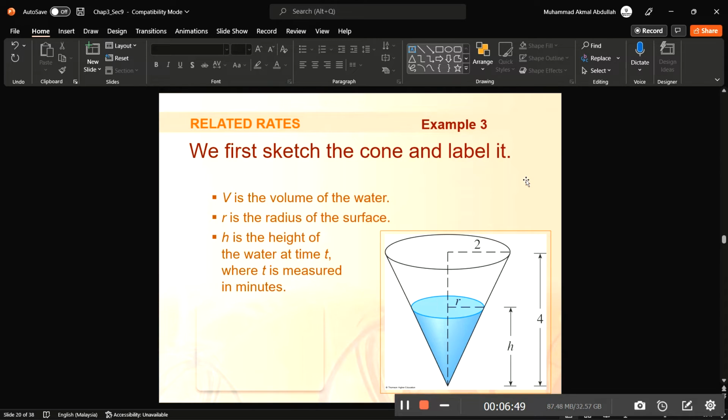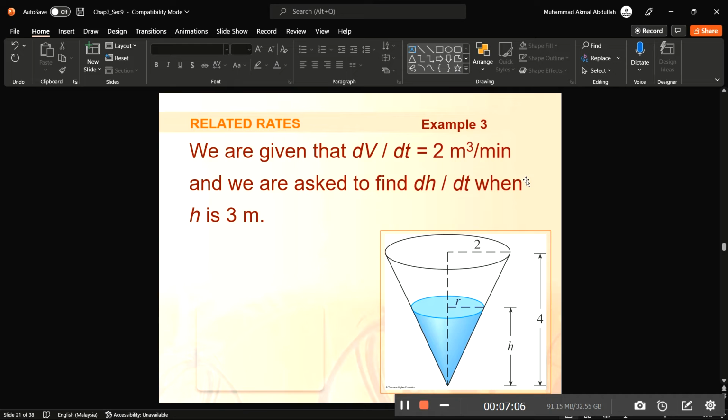Before we solve the problem, as we know, we should sketch the cone and label it. We label V equal to volume of water, R equal to radius of the surface, and H equal to height of the water at the same time t, which is measured in minute. Then we are given the information that dV over dt is equal to 2 meter cube per minute, and we are asked to find dh over dt when 3 meter is the depth of the water.